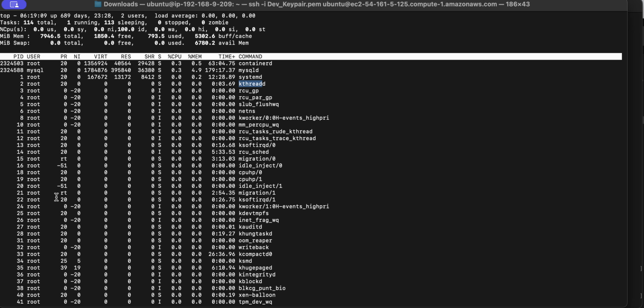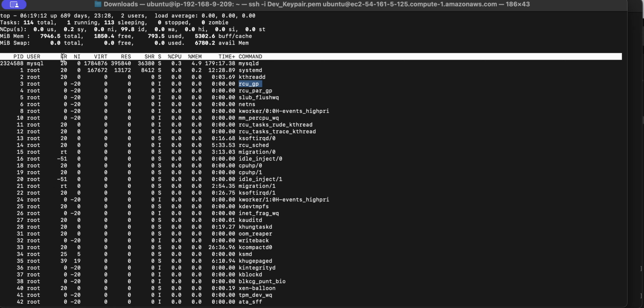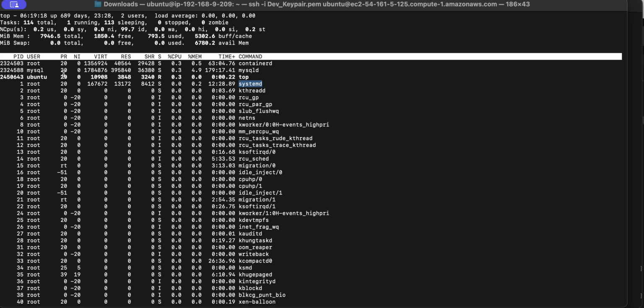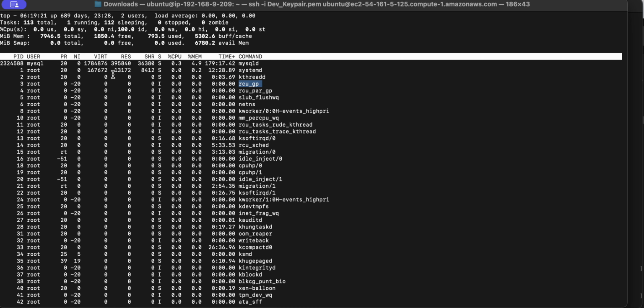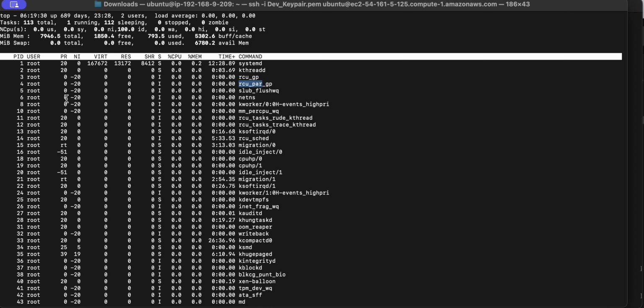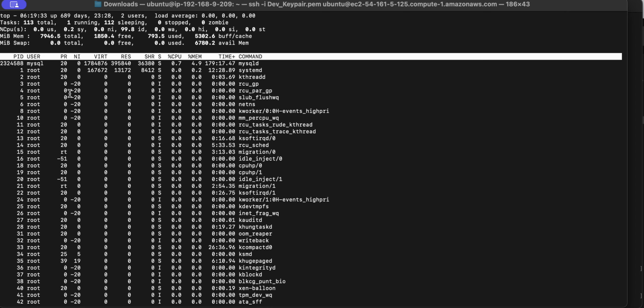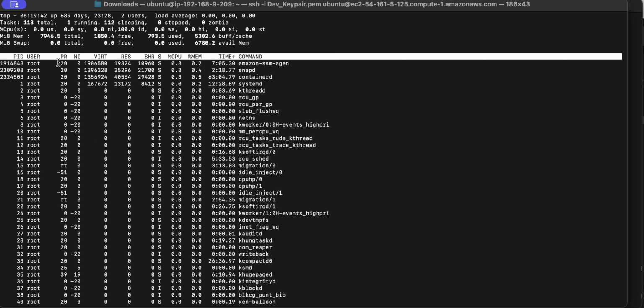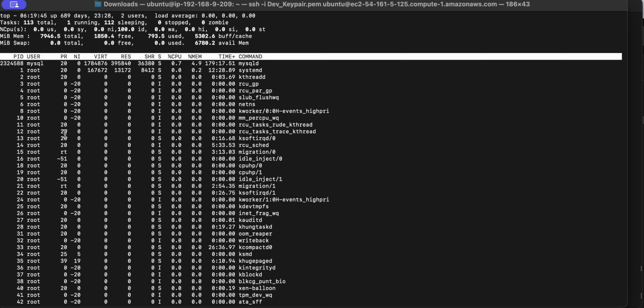Now PR is the process priority, what the priority of that process is. If this PR number is less, like 0 or 1, or negative, it means it is a high priority process. If the number is high, it means it ran as a lower priority one.